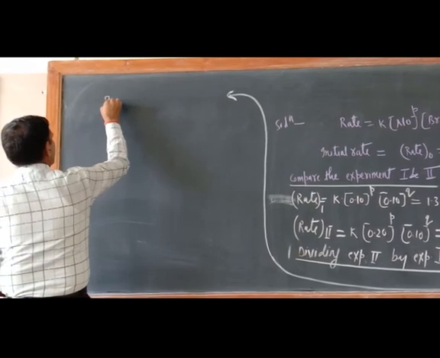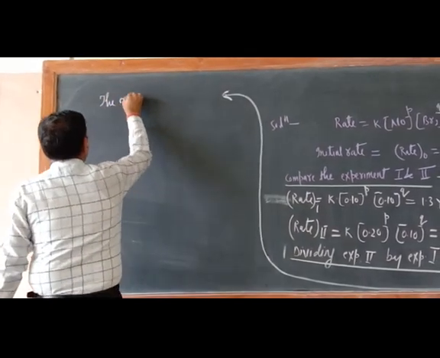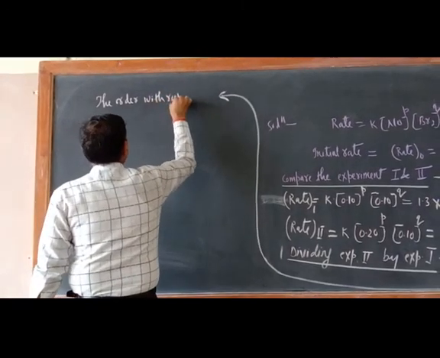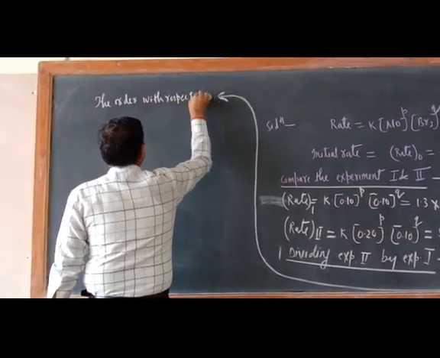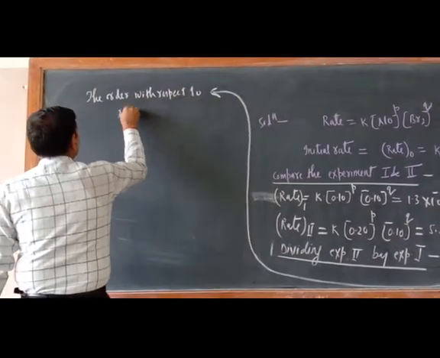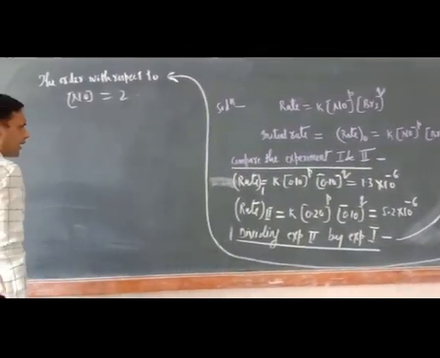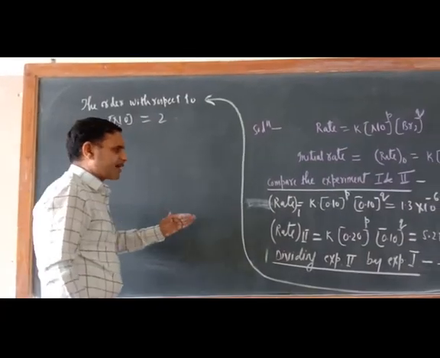So the order with respect to NO equal to 2. Now compare the experiment second and third.